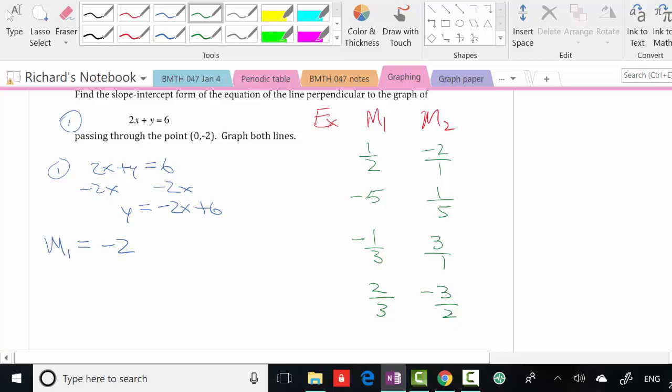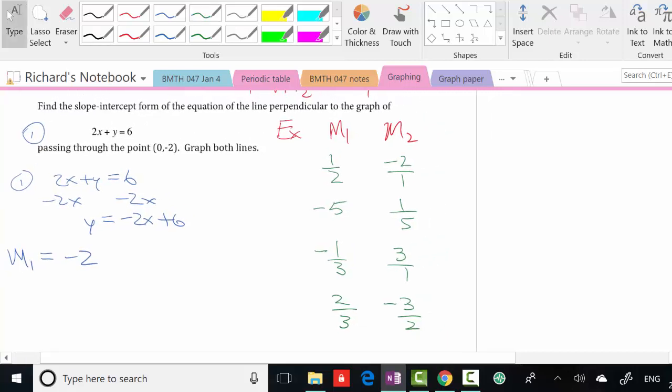How do I know this? If I take the first slope and multiply it by the second slope, the product will be minus 1. As it turns out, in all of these cases, if I multiply two slopes together, they're all equal to minus 1. So if the first slope, m1, is minus 2, that means my second slope, m2, will be equal to 1/2.